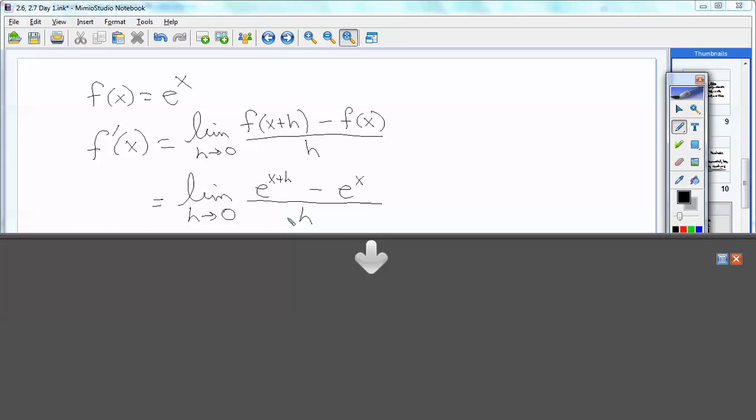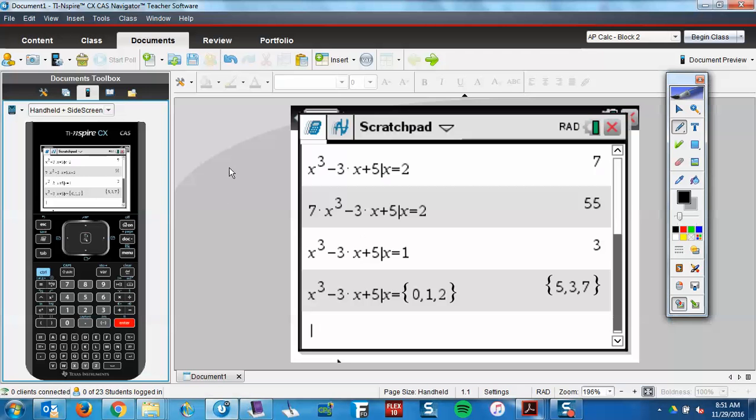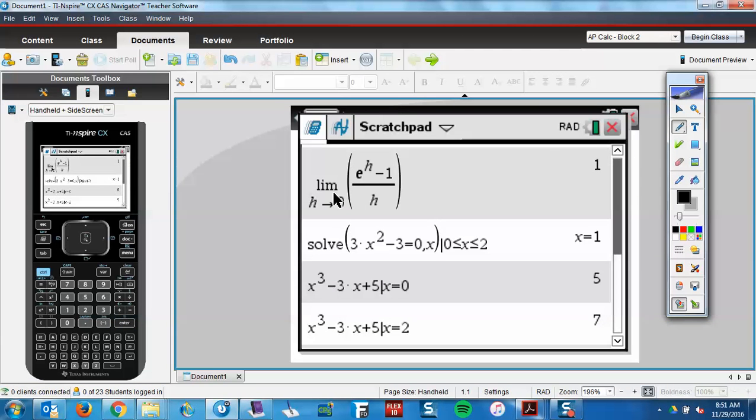Now, the problem with this is there's no obvious algebra that we can do, right? Well, one thing we could do is go to our calculator, and this is what you probably saw I had on here. I could just let the calculator do it, right?